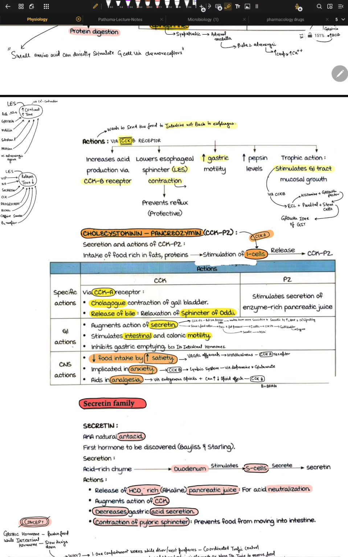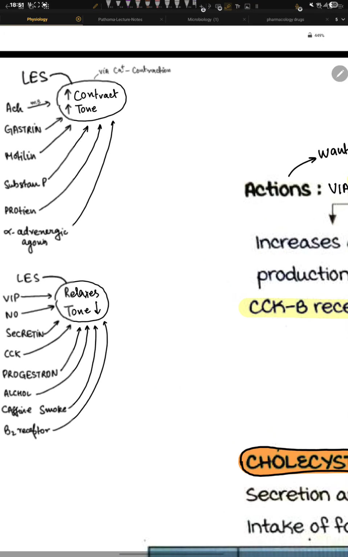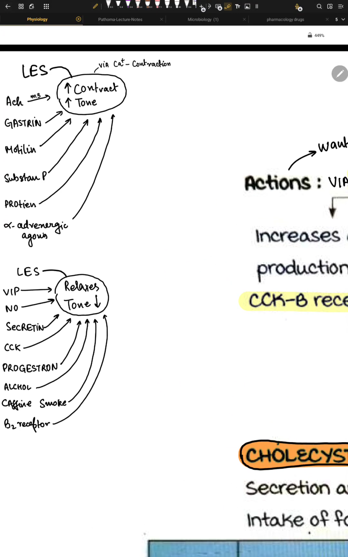I hope we understand. Let's talk a little bit about the LES, the lower esophageal sphincter. The things that can increase the contraction or increase the tonicity. Tone means how tight your LES is. By the way, the LES is a physiological sphincter. It's not an anatomical one. There is no flap there. It's just how your esophagus is made.